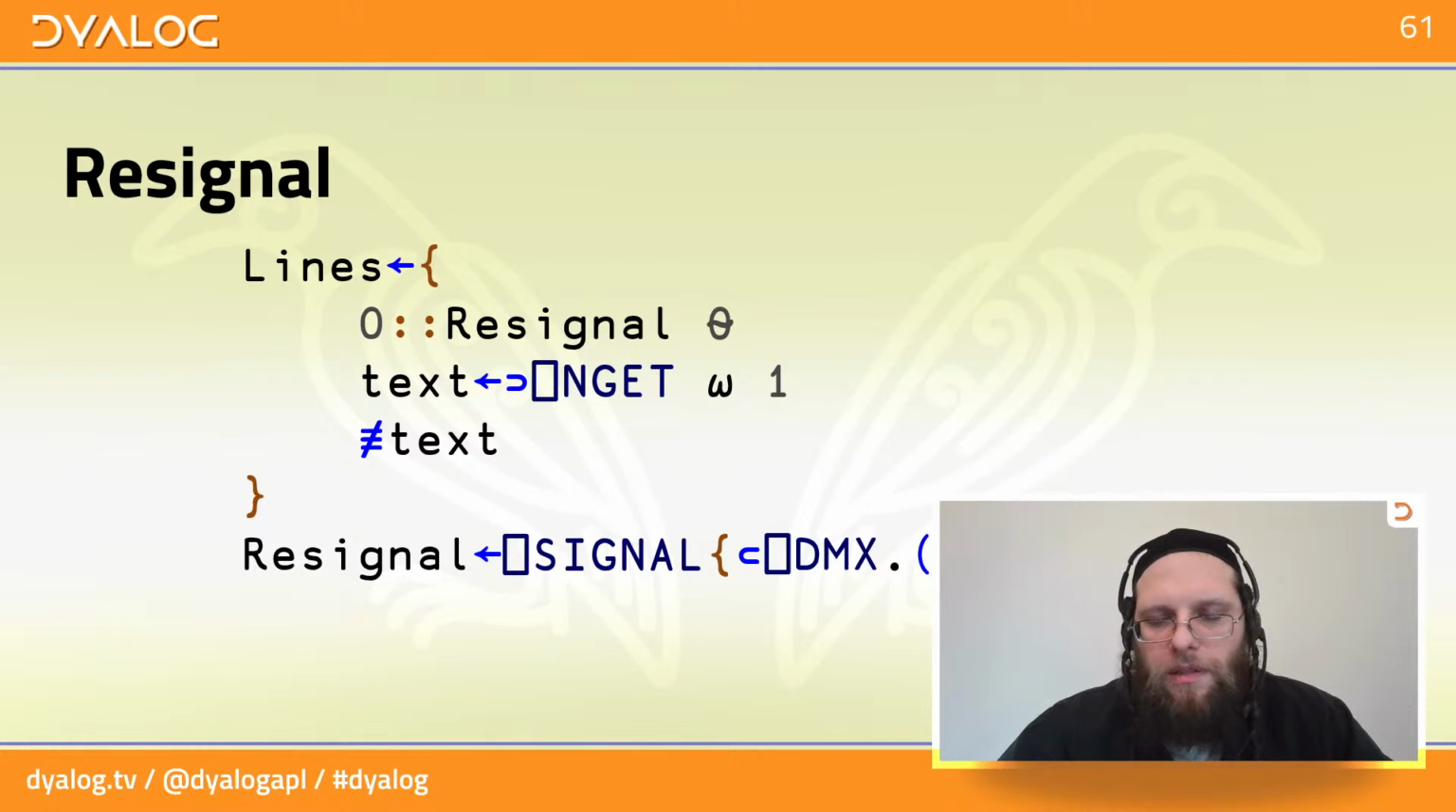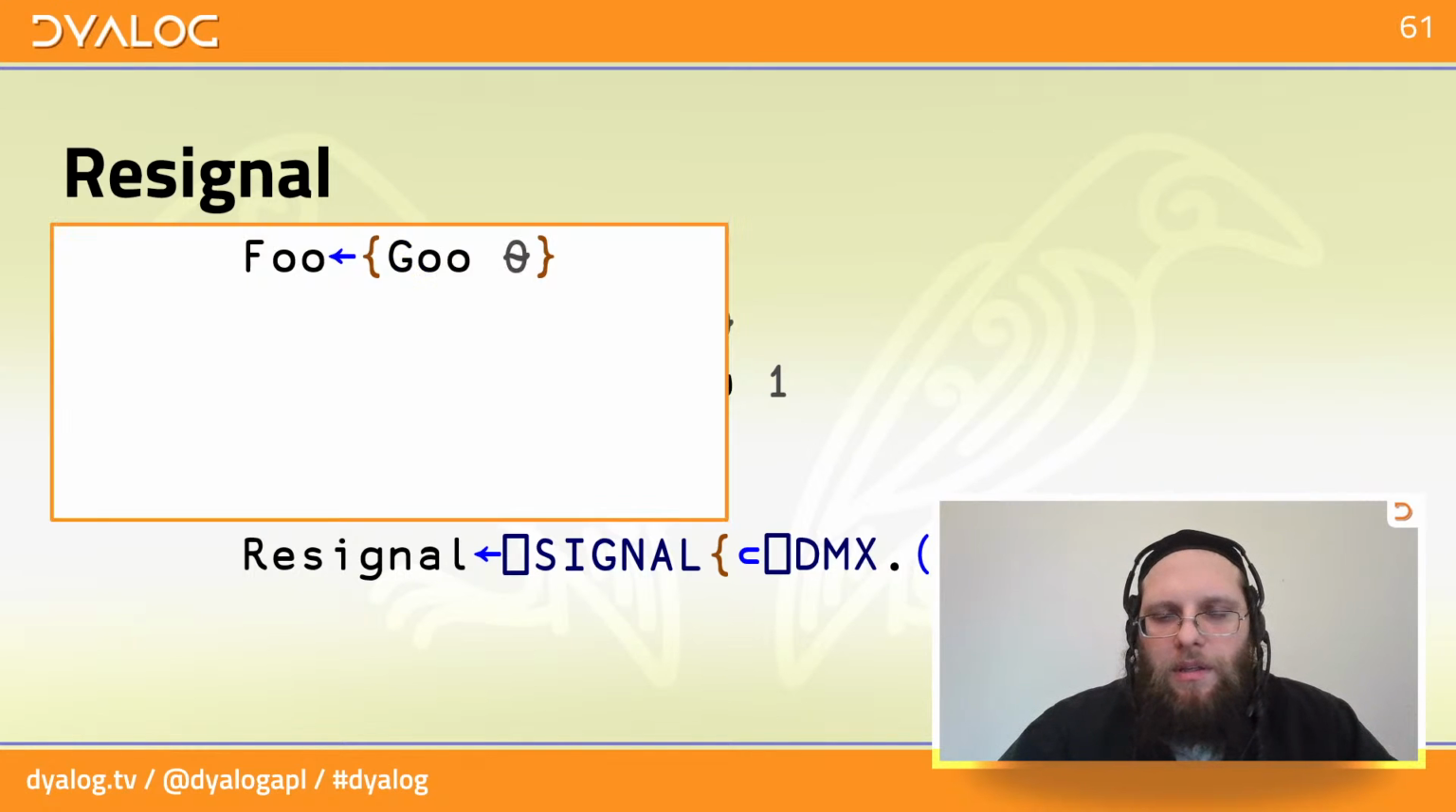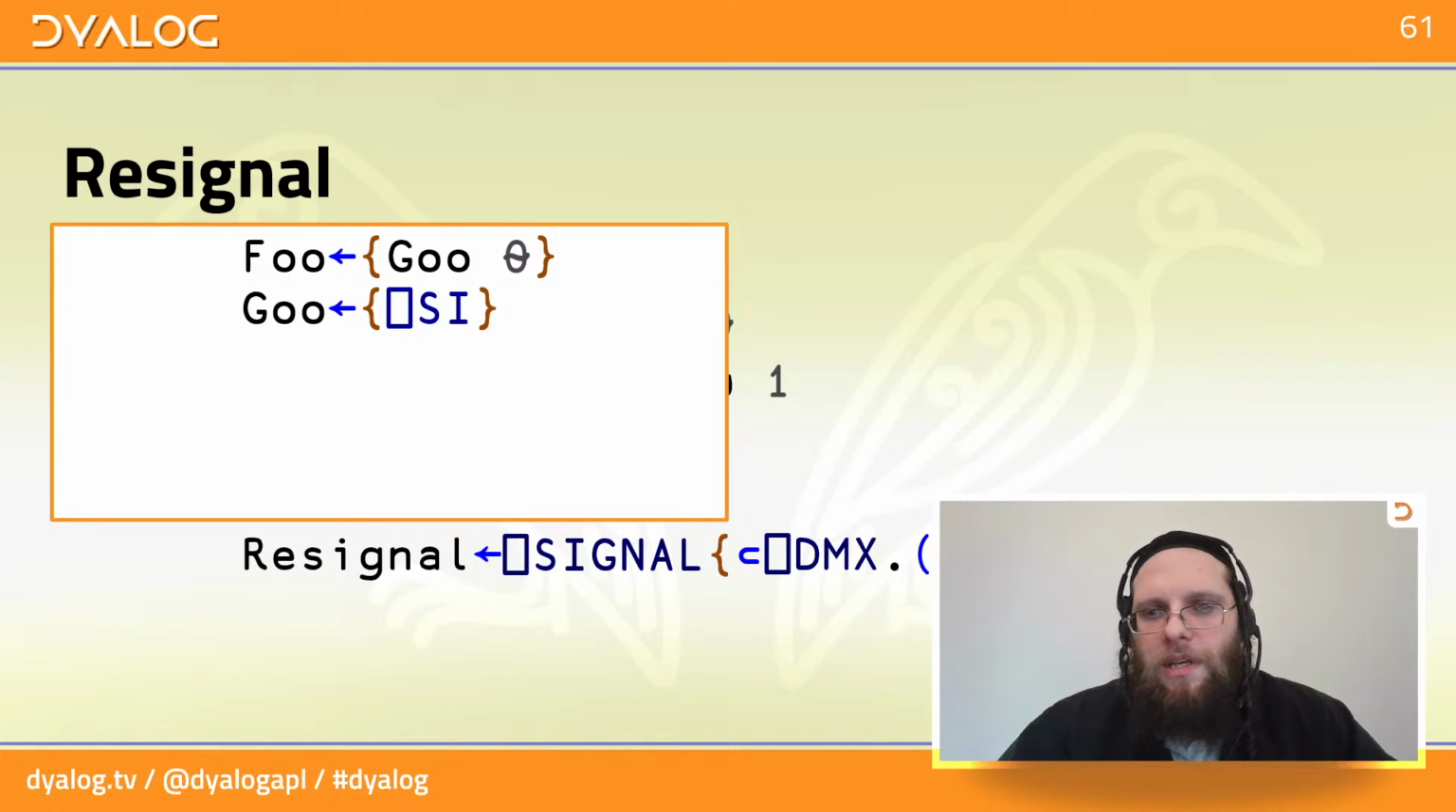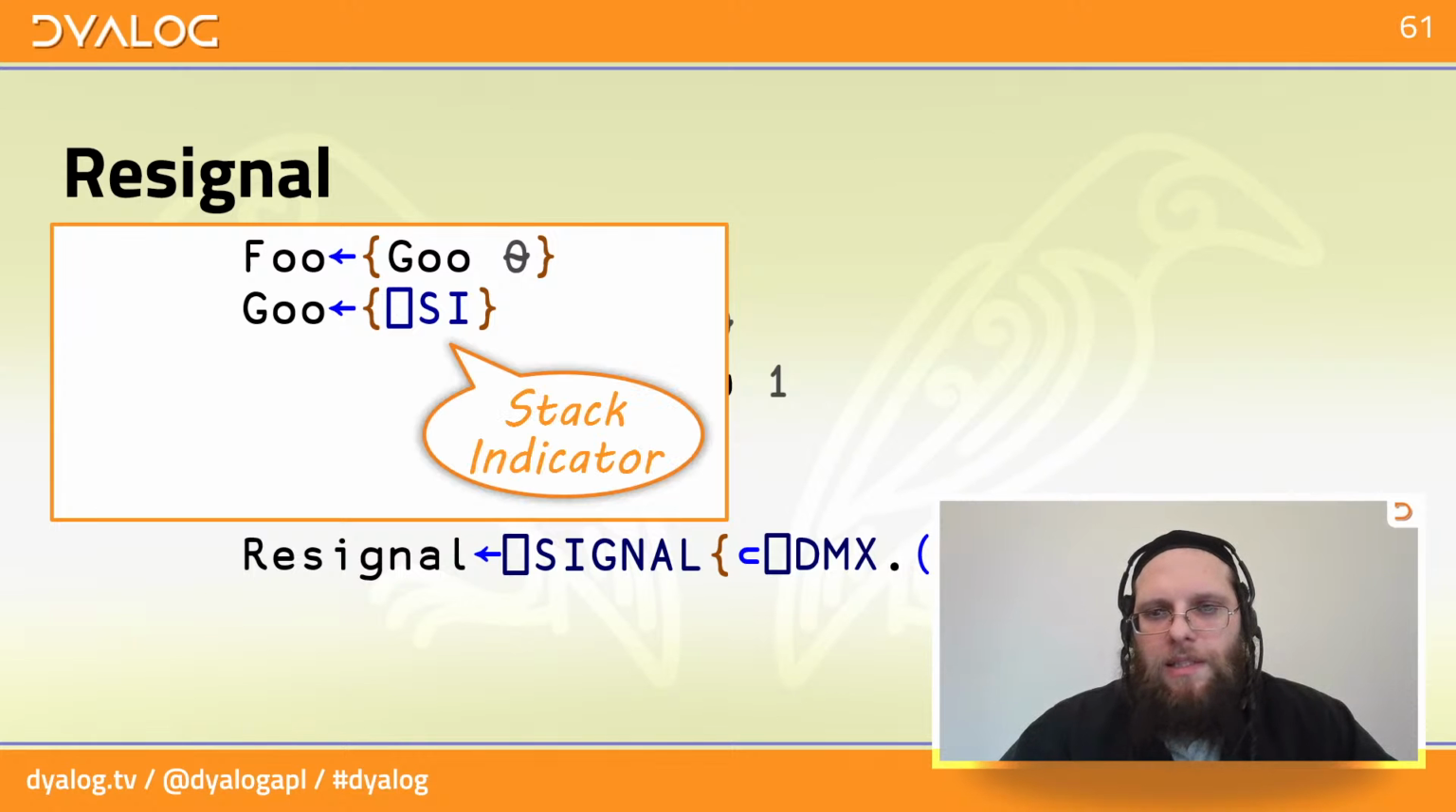That sounds complicated. Let me show you. Let's say we have a function foo, which calls a function goo, and the function goo looks at quad SI. Quad SI is the stack indicator. It contains the names of all the functions that are on the stack at any given moment. So, by the time we call goo, we have goo on the stack and also foo on the stack.